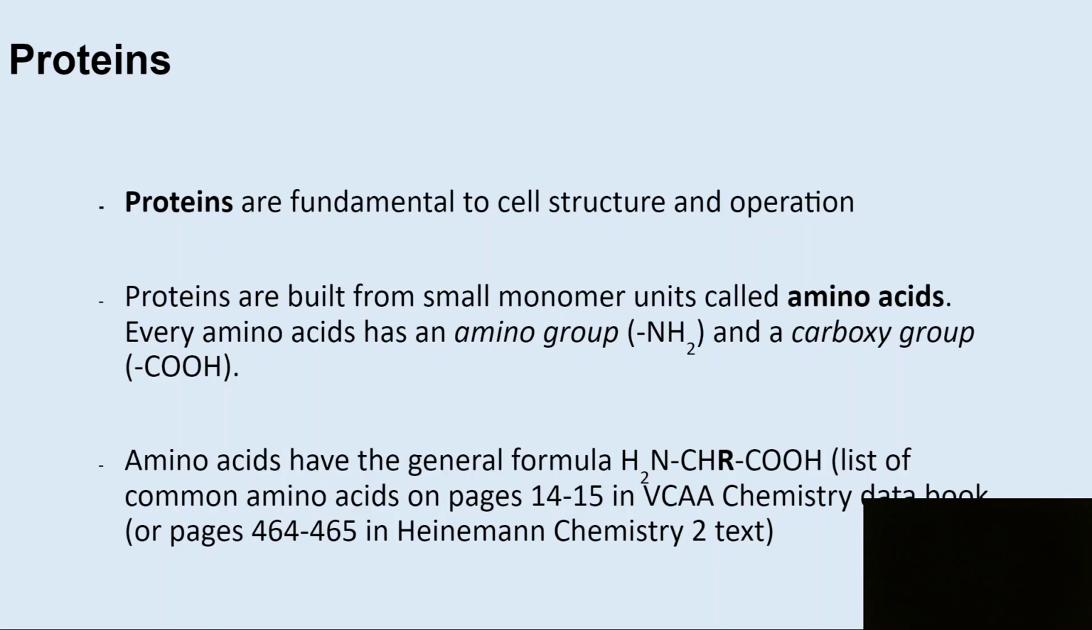Amino acids have the general formula H2NCHR. In this context, R is not necessarily an alkyl chain as per proton NMR, but R is the rest of the molecule, the R group, which can change. It could be alkyl, it could be functional, etc. A list of common amino acids is on page 14 or 15 of your best friends.